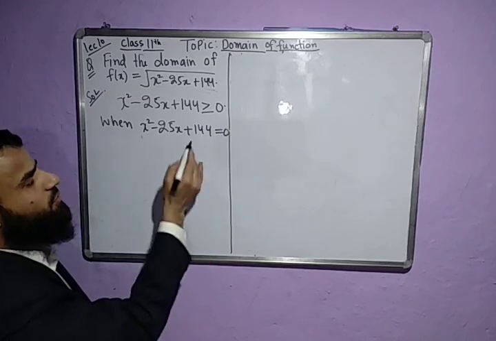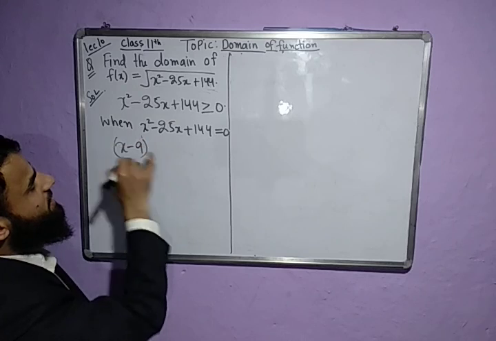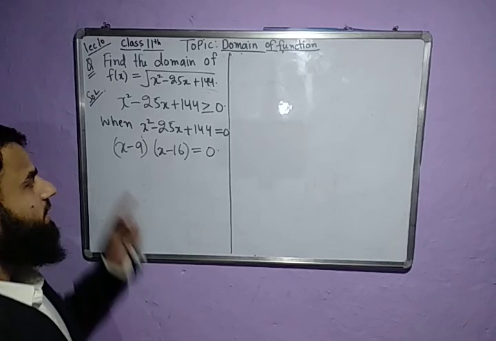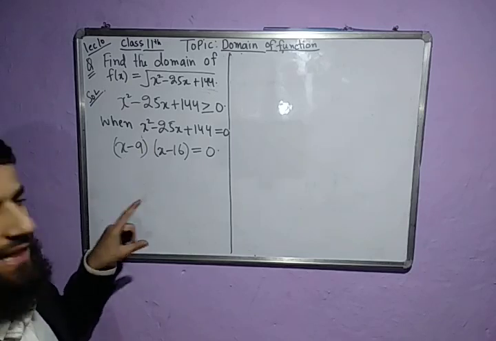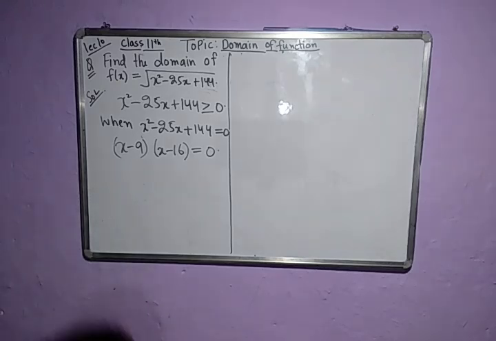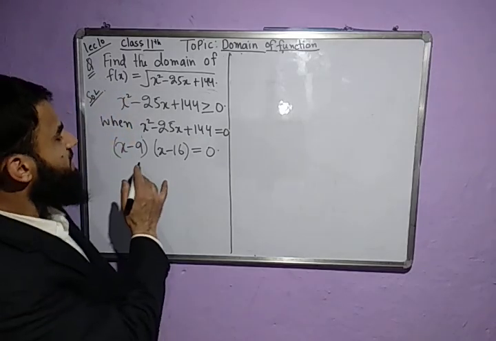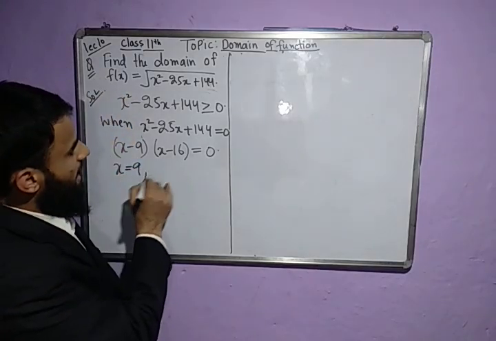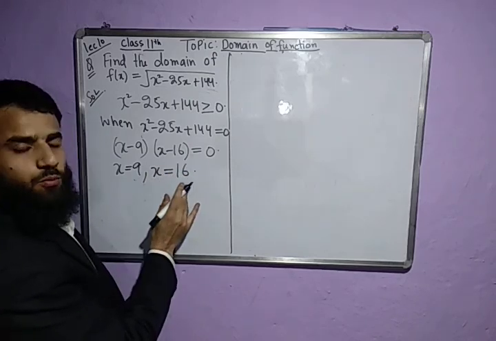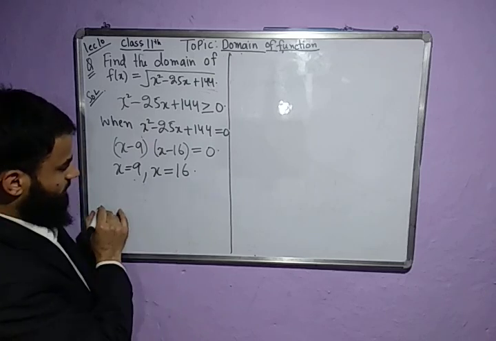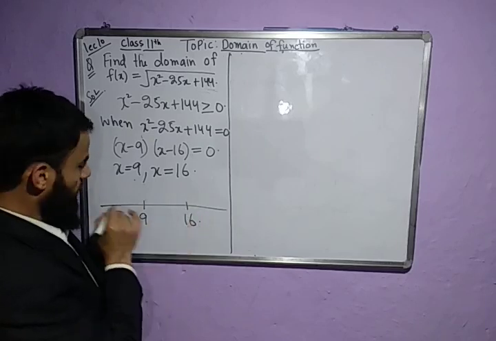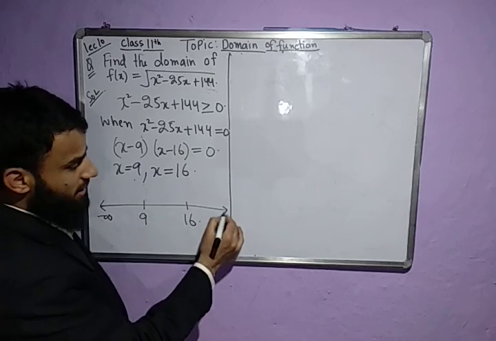Let us find the roots. When you solve this, you will find two factors of this equation: one is x minus 9 and one is x minus 16. So this gives me x equal to 9 and this gives me x equal to 16. Another step is to plot these two points on a number line. So this is my 9, here I will get my 16, this is the minus infinity point, and this is the plus infinity point.